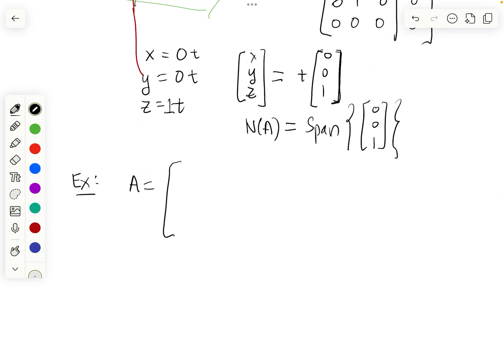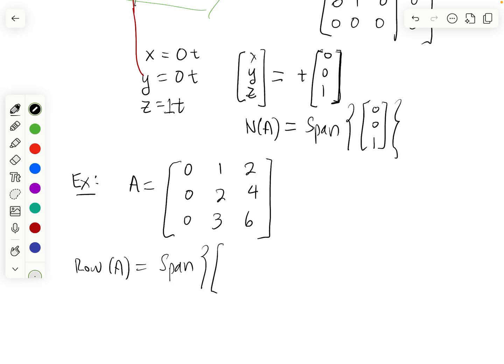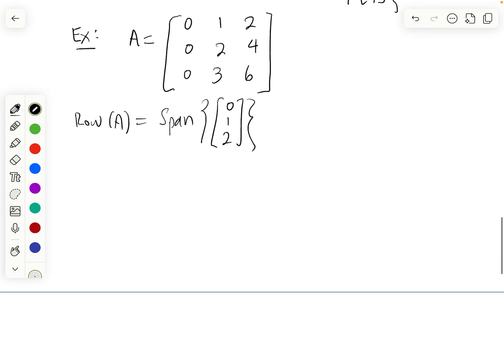Okay, let's go on to the next example. The last example. So let's say that A is this matrix. Okay, clearly I designed this matrix so that the second and third rows are linear combinations of the first row. So I see that the row space of A is the span of just the first row. I mean, it's the span of all three rows, but since the second and third rows are parallel to the first row, you can just write that it's the span of the first row. So the row space is a line, and it's spanned by this vector.